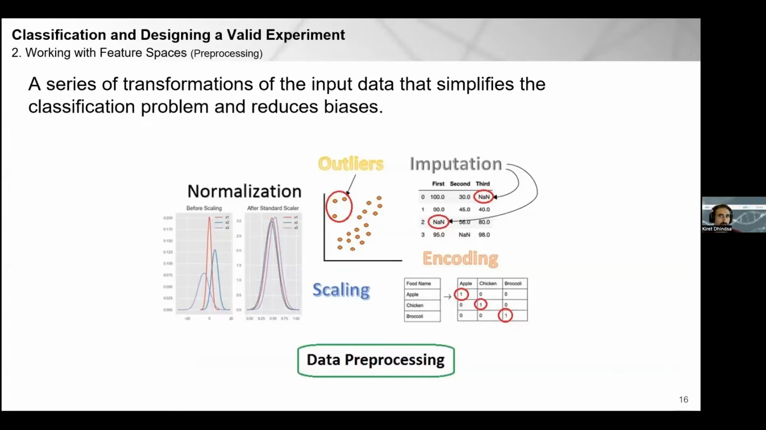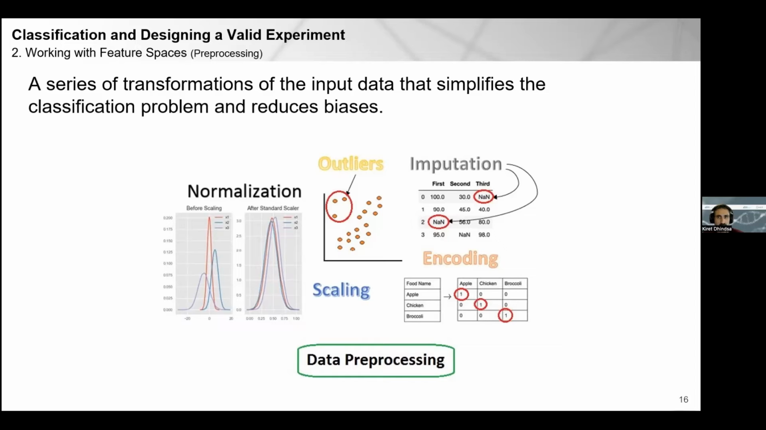So what do we mean by pre-processing in the machine learning context? I think it's very similar in statistics as well. In a general sense, we can say that this is a series of transformations on the input data that simplifies the classification problem or the machine learning problem more broadly. It applies beyond just classification and is able to reduce some biases.